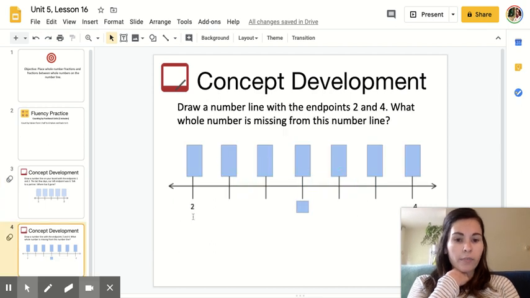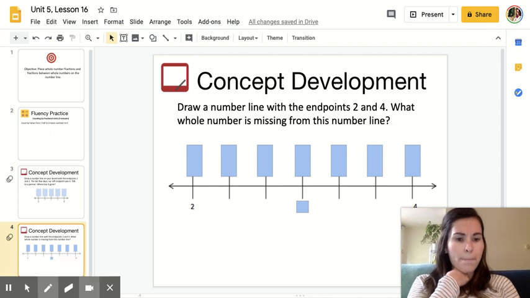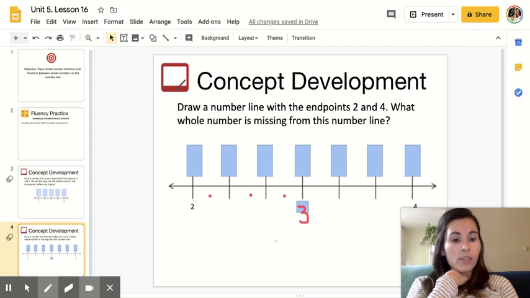Let's look at this line. It goes from 2 to 4. Just start with, what whole number are we missing? What number is between 2 and 4? Exactly, 3. That's an easy one. Now let's count to see what our unit fraction is. 1 whole is divided into 1, 2, 3 parts. If 1 whole is divided into 3 parts, I know our unit fraction is 1/3.